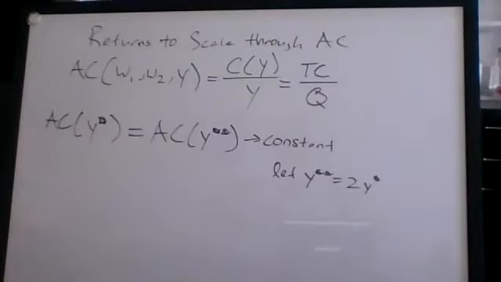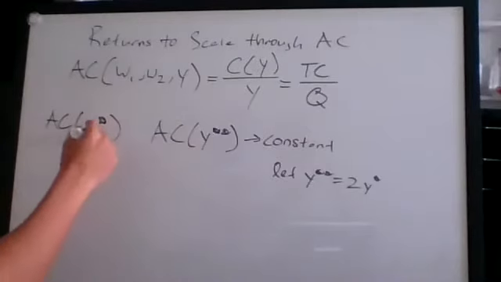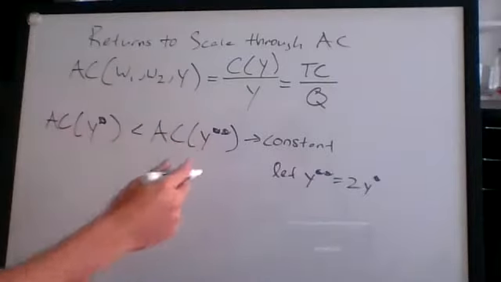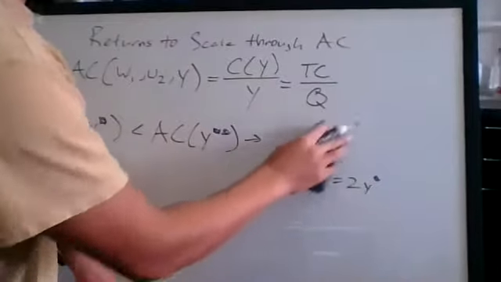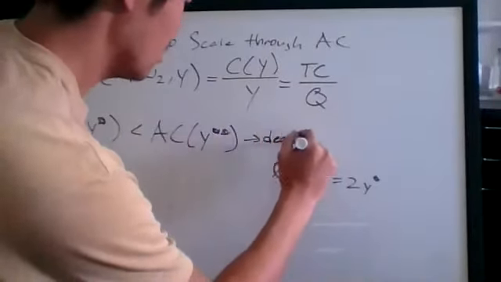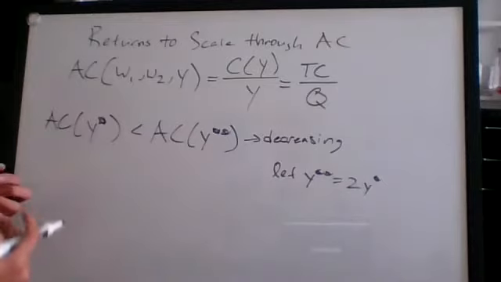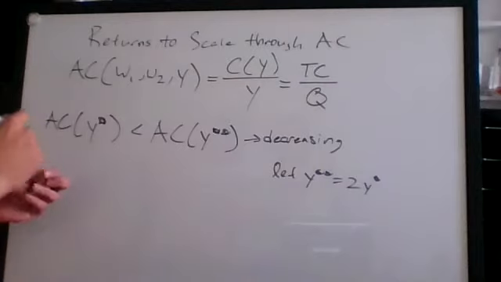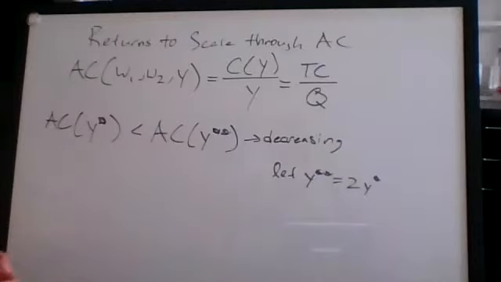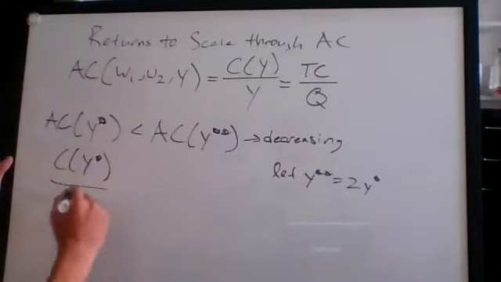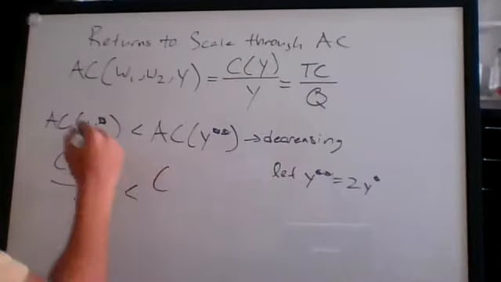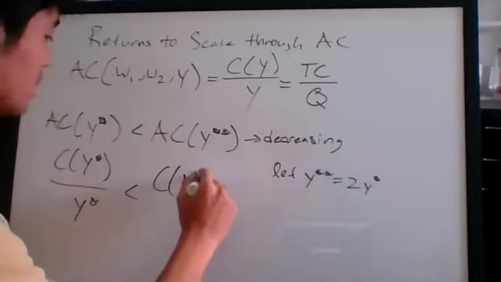We're going to say that when the average cost of y star is less than the average cost of y double star, we have decreasing returns to scale. And why is it that we have this? Well, we're thinking through it from the point of view of how doubling our production affects our costs. We want to think about it in terms of this, where we know that this fraction is always going to be equal to this.